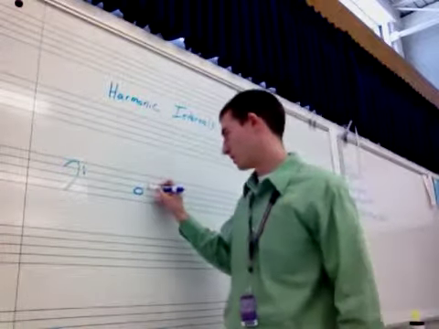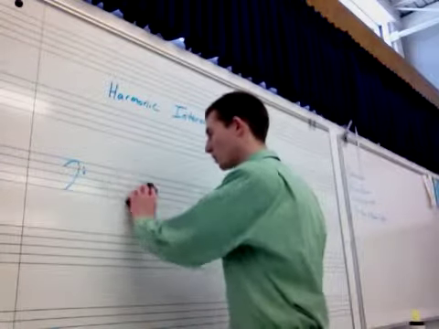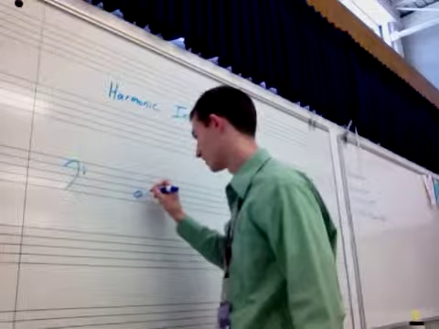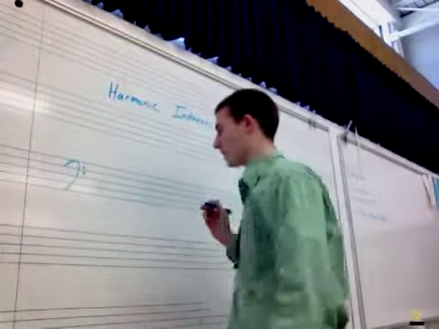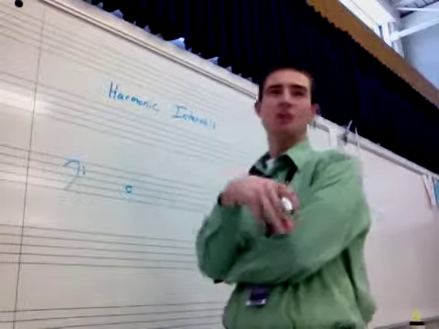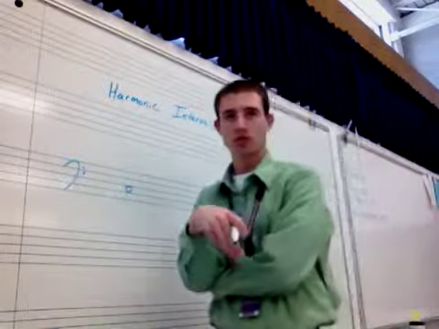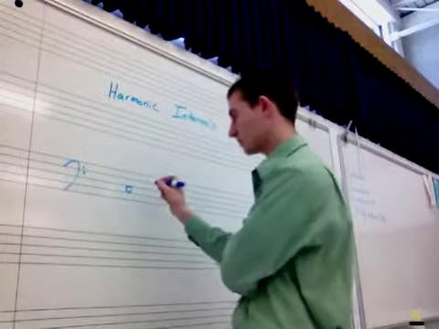This one is easy. We already said a second, right? That's just right next to it. No matter where you are, we could start here. A second is just the next one above it, okay? Then the odd numbered intervals, third, fifth, and seventh, are all pretty easy.